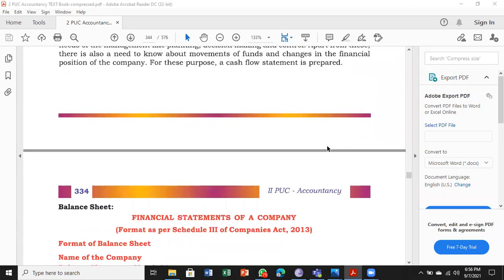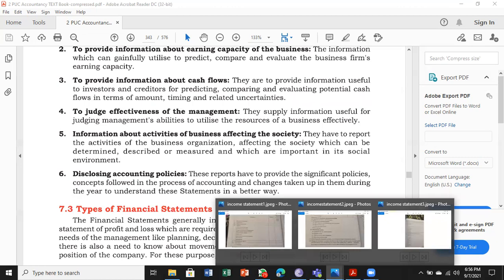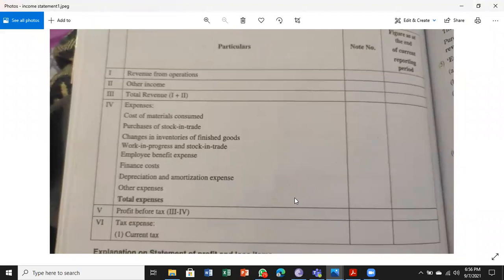So financial statements will have 2 parts. One is income statement, other one is the balance sheet. So both are prepared according to Companies Act of 2013, and balance sheet is a part of Schedule 3, Part 1 of the Companies Act, whereas statement of profit or loss or income statement, what do we call it as, is connected to Part 2, Schedule 3. Same Schedule 3 is common.